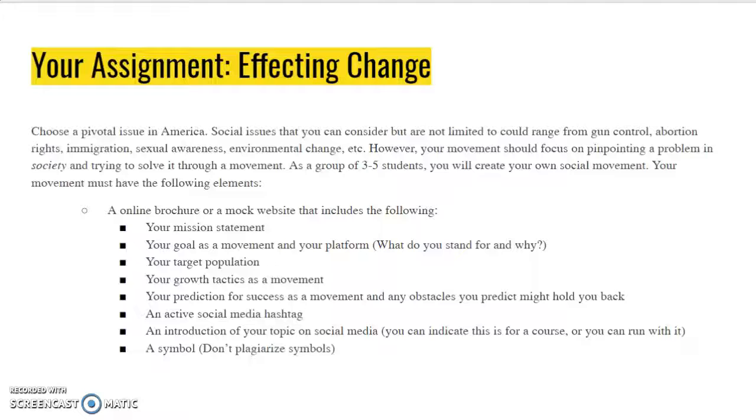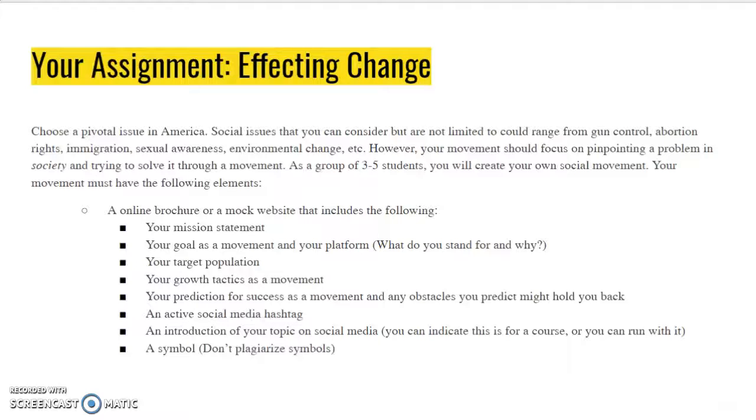They should have an online brochure or a mock website that includes the following: their mission statement, their goal as a movement, and their platform. So what do they stand for and why? What is their target population? What are their growth tactics as a movement? What is their prediction for success and any obstacles that they predict could hold them back? They would include an active social media hashtag, and they would also be asked to introduce our topic on social media. However, I know some students might not be completely comfortable with that.